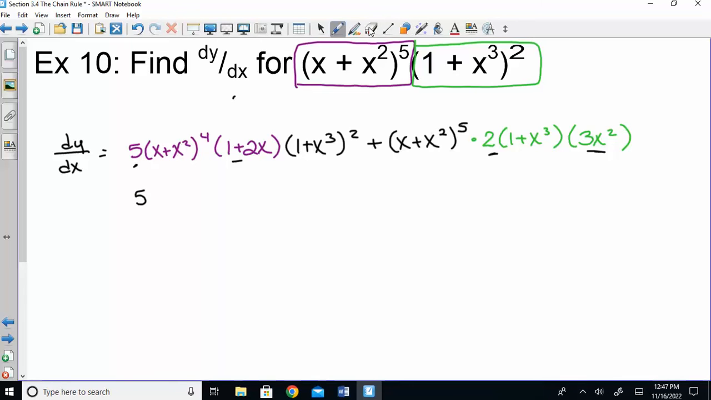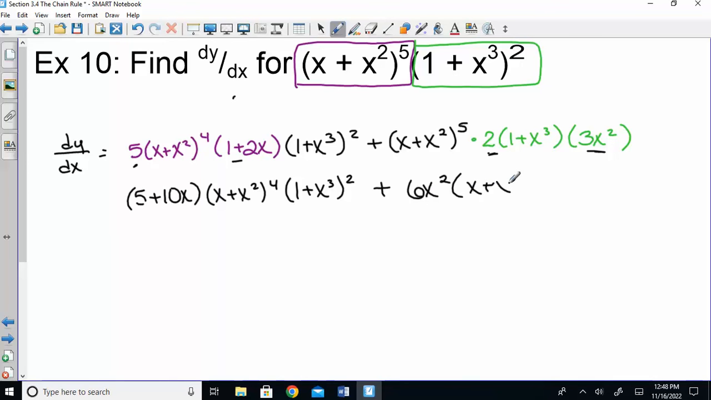So at the very least, I'll go ahead and multiply the 5 and the 1 plus 2x. So that would give me 5 plus 10x, and x plus x squared to the 4th, 1 plus x cubed squared. And this one I'm going to multiply the 2 and the 3x and bring that in front, so that's 6x squared times x plus x cubed squared to the 5th times 1 plus x cubed.